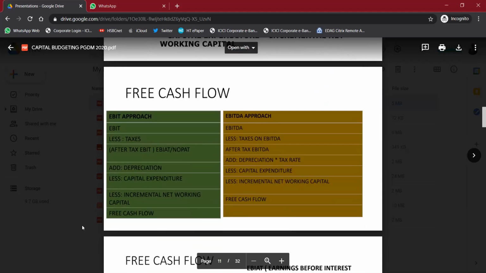So there are two approaches. Essentially the second approach is the same as the first. It's just that in EBITDA we have depreciation. Your EBITDA is actually your revenue, correct? Everything you've earned. For example, your sales is what? Your sales becomes your EBITDA, right? Can you explain a bit again? Sales minus operating cost becomes your EBIT.